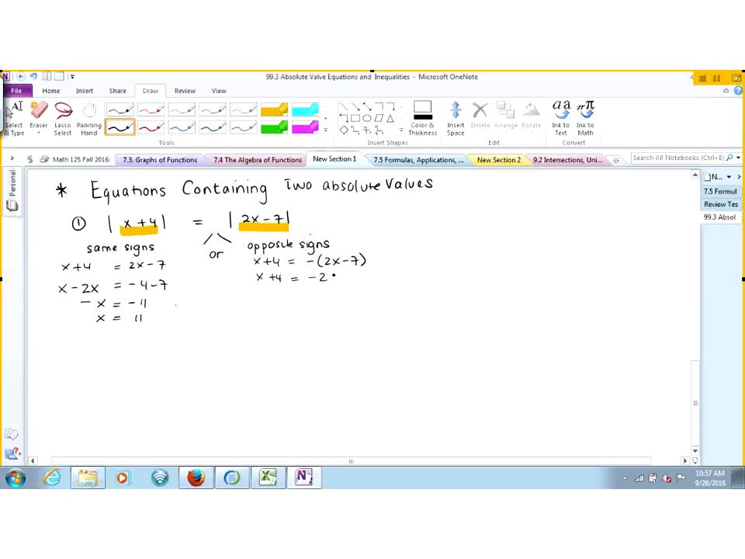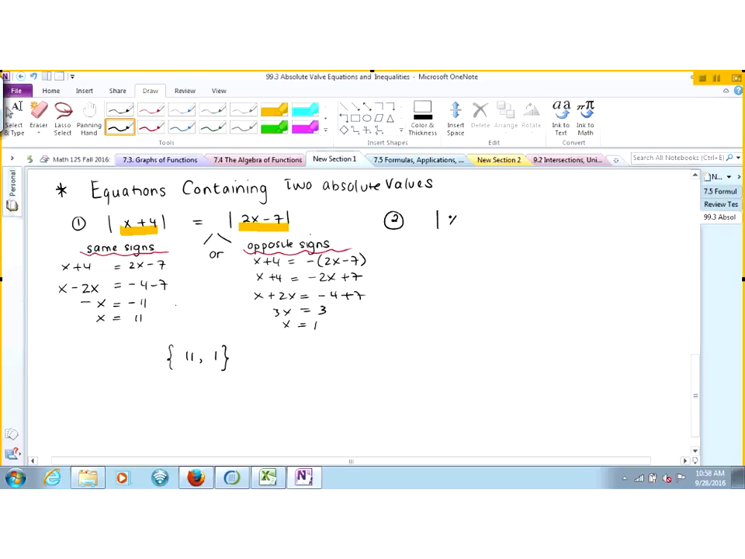And here we have to distribute first. So negative 2x plus 7, and then x, and then this is minus, plus 2x. Negative 4 plus 7. Isn't it easy also? It's not that bad. You just have to remember, one is the same signs, one is opposite signs. That's the only thing we need to remember.